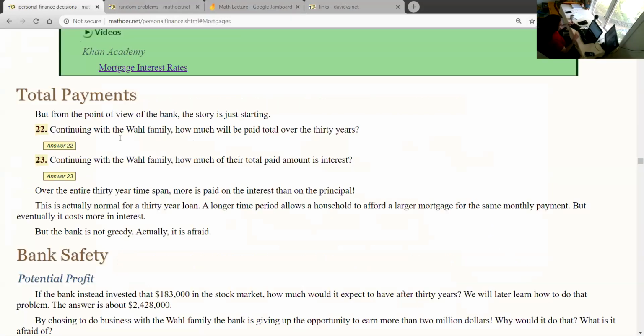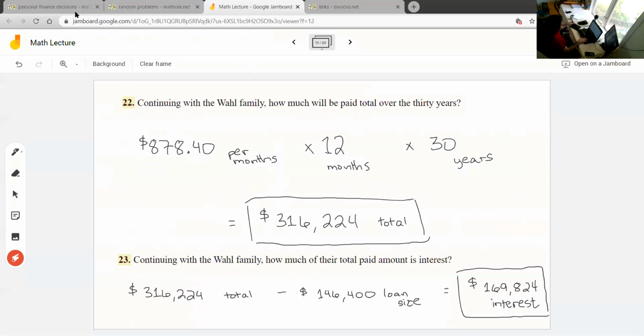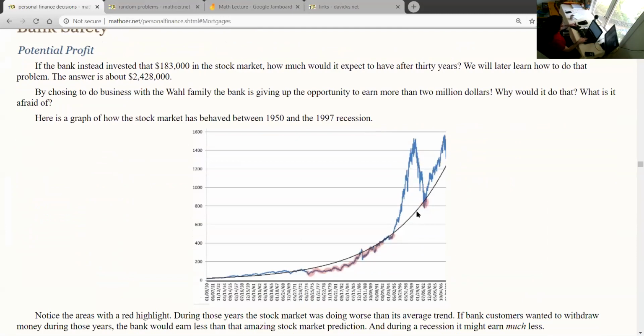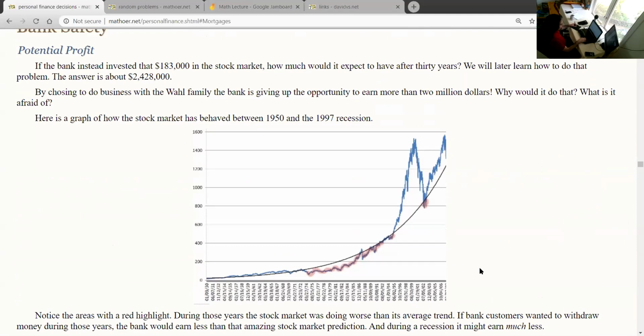Okay, we have 2 minutes. Let's look a little bit more at what's happening. So the bank could have instead invested money in the stock market. The stock market goes up and down. If you try and get money out when it's below that line, you're losing money on average. If you try and get money out when it's above, then you'd be making a profit. So that's why the bank is doing mortgages. It could have much more money on average investing. We'll talk more about investing later.